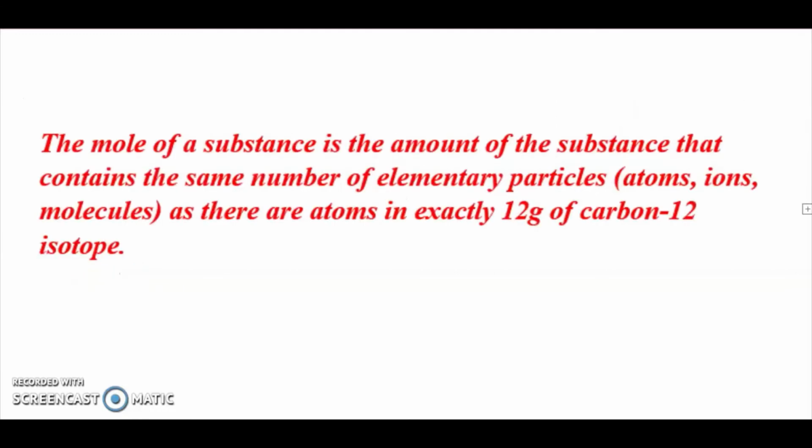Let's take a look at this. The mole of a substance is the amount of the substance that contains the same number of elementary particles, that is, these particles could be atoms, ions, or molecules, as there are atoms in exactly 12 grams of carbon-12 isotope. Remember a while ago we said we are using the carbon-12 isotope as the standard against which the units of other substances are measured.